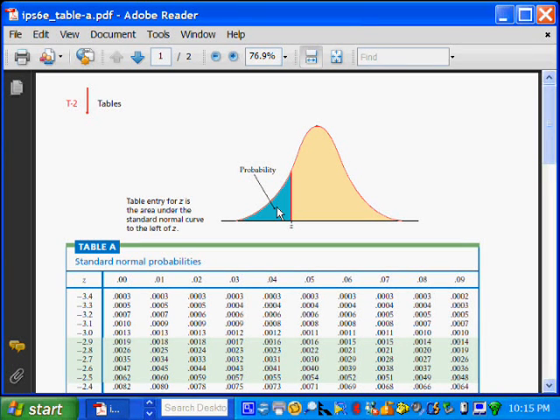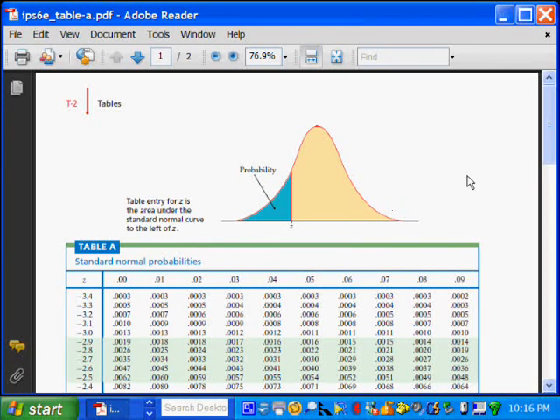Note that in this exercise I'm performing the inverse lookup. That means for a given value of the probability I need to look up the z-score. The easier way to use the tables is if the z-score is given, I get the value of the probability.